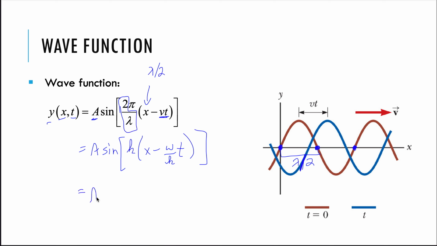We're going to have a sine of kx, and then the k's cancel out, minus omega t. So we're typically going to use this form of the wave function because it's more compact. So this equation describes the motion of a traveling wave as a function of position and time.